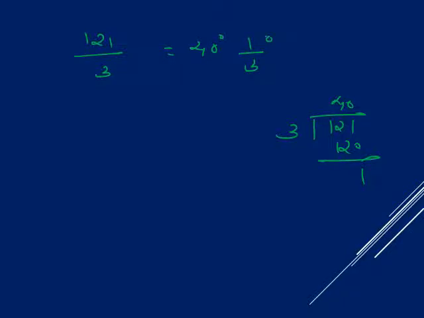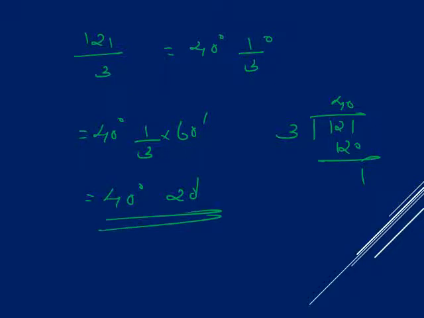Now, in the previous problem, there was a question like this. 121 by 3. If you convert it into degree measure, what is it? 121 by 3 is 40 degree 1 by 3 degree. This 1 by 3 degree you can write as 1 by 3 into 60 minutes. So 40 degree 20 minutes. Like this we can convert both ways.